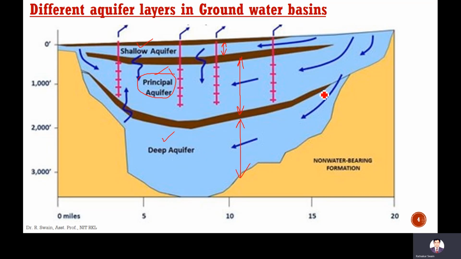Okay, and the deep aquifer recharge takes place from this principal aquifer. There may be flow from this principal aquifer to the deep aquifer, and there may be flow from the deep aquifer to the principal aquifer.